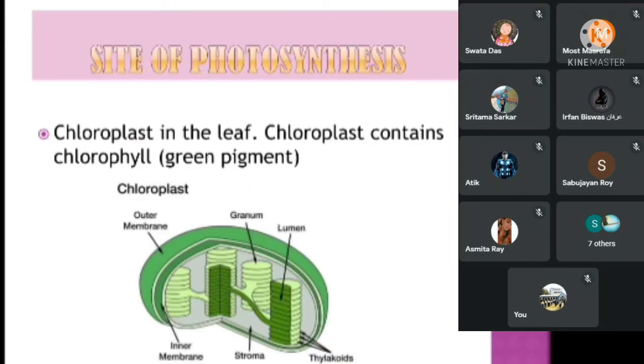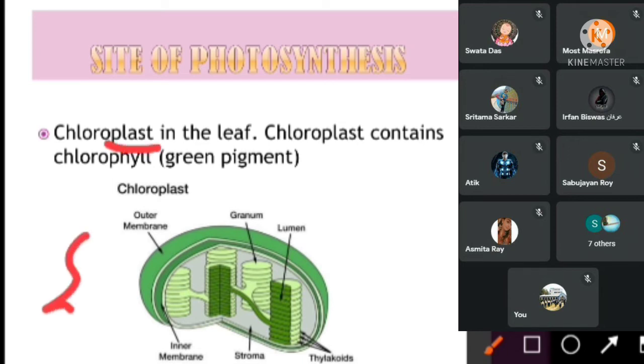Next we will see the site of photosynthesis, meaning where this photosynthesis occurs. So chloroplasts are present in the leaf, and see, this is the structure of chloroplast. Chloroplast contains chlorophyll, that is the green pigment. Inside this chloroplast, with the help of this green pigment, chlorophyll, the photosynthesis is done.